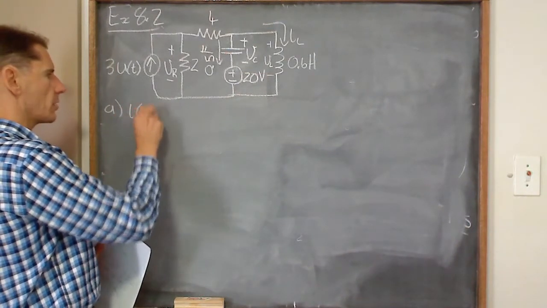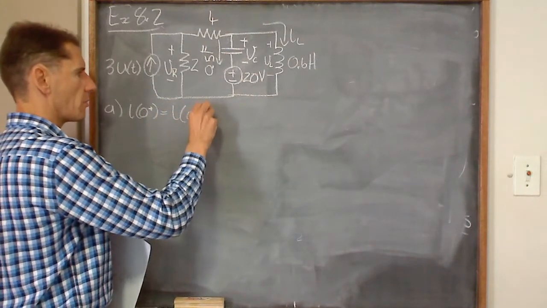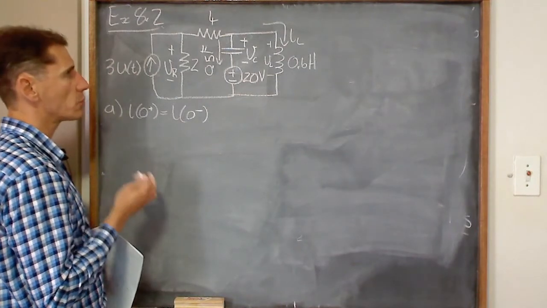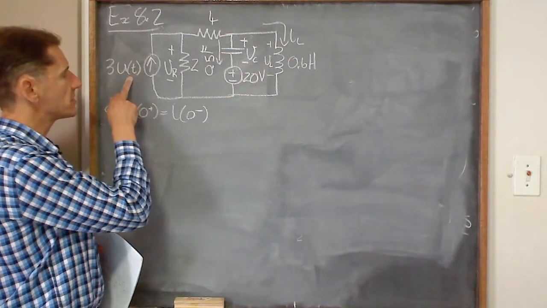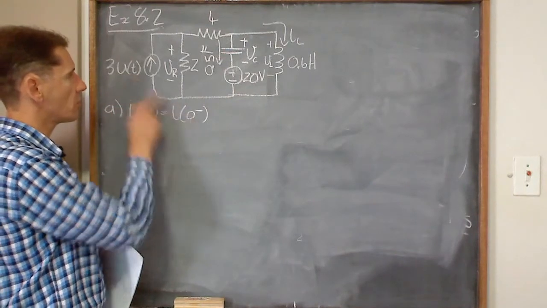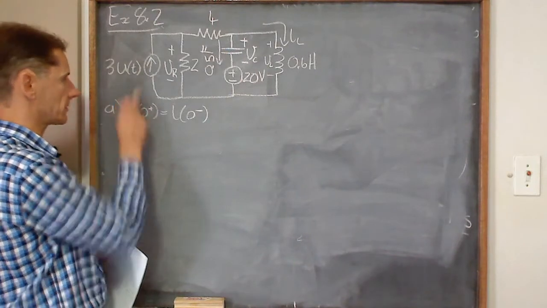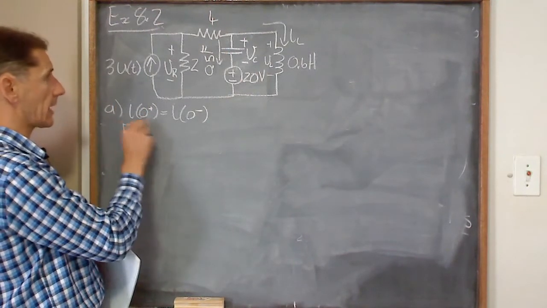So for I0 plus, we know that must be equal to I0 minus. So what does the circuit look like at time just before 0? Now, there's no switches now. We only have the step function. So at time 0 minus, this current source is still off, meaning it's an open circuit. So in that sense, our circuit will look as follows.